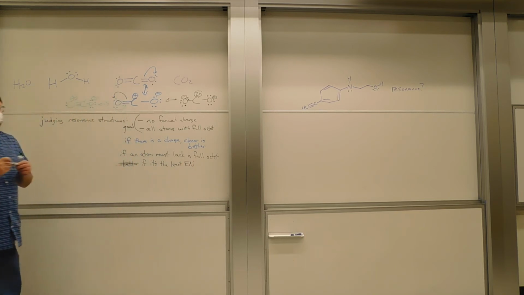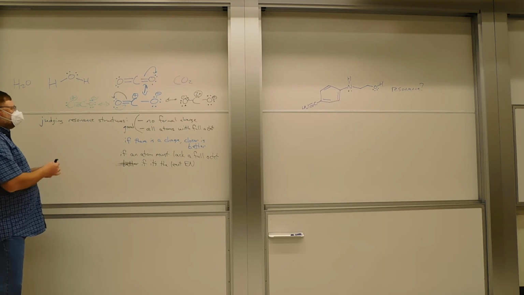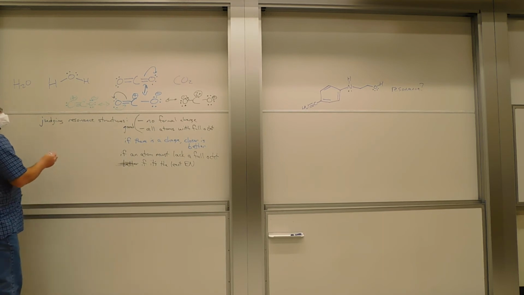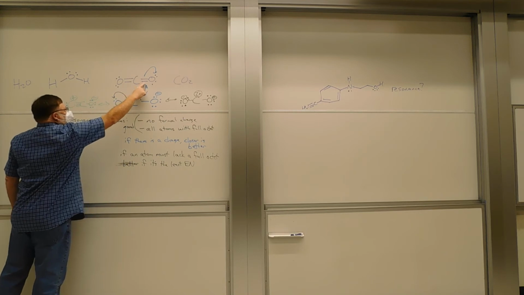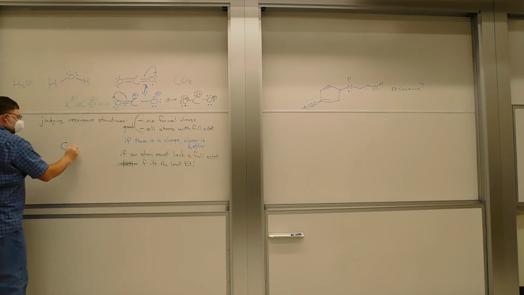All right, if an atom has to lack an octet, if to draw a resonance structure you have to have an atom that doesn't have a full octet, you want that atom to be the least electronegative atom. For example, I'm going to draw this and I'll probably erase it really quickly. We could move these 2 electrons from the carbon-oxygen double bond onto the carbon.